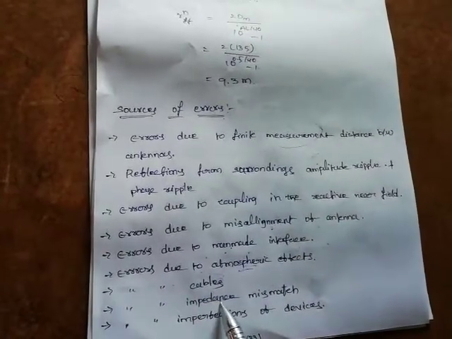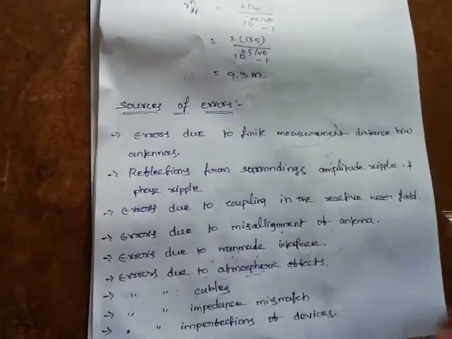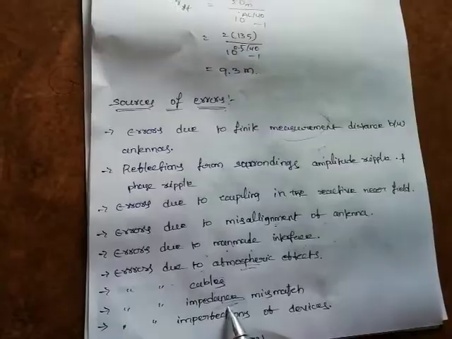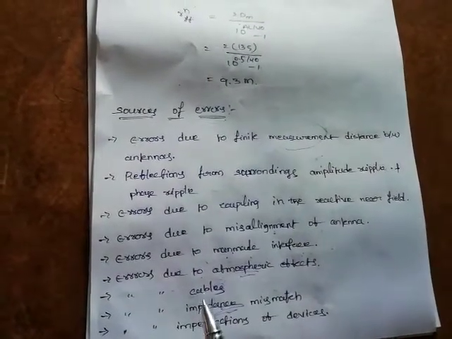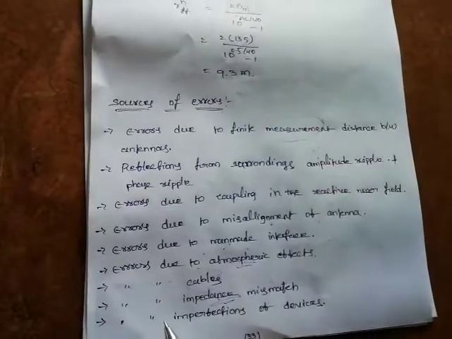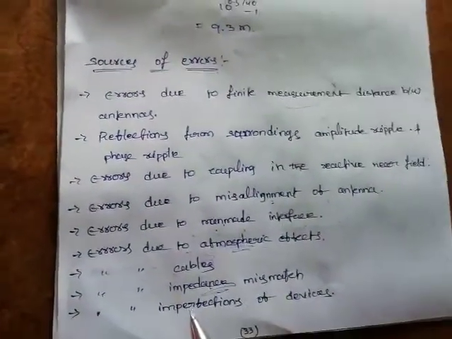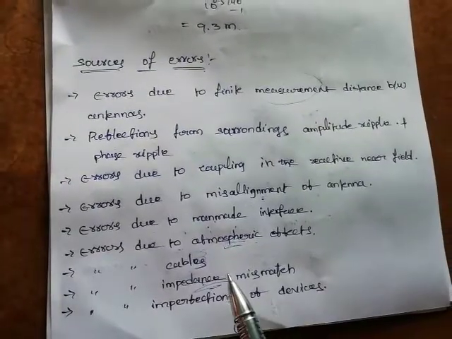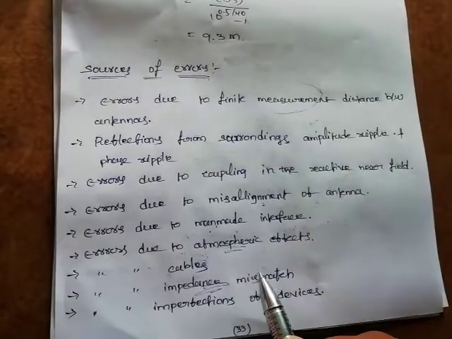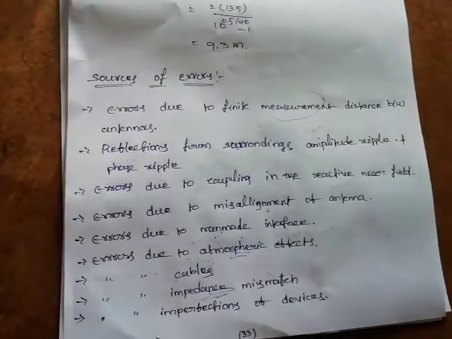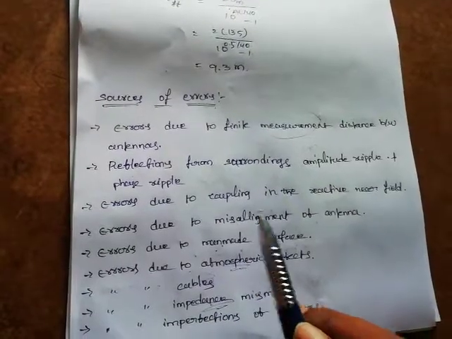Next, errors due to impedance mismatch. If the impedance is not matched between the transmitter and receiver antennas, you will get errors. Next, imperfections of devices. Imperfections of devices means if there is damage or any defect in any device in the manufacturing of an antenna, you will get errors. So these are the sources of errors, and the concept is in near field and far field.